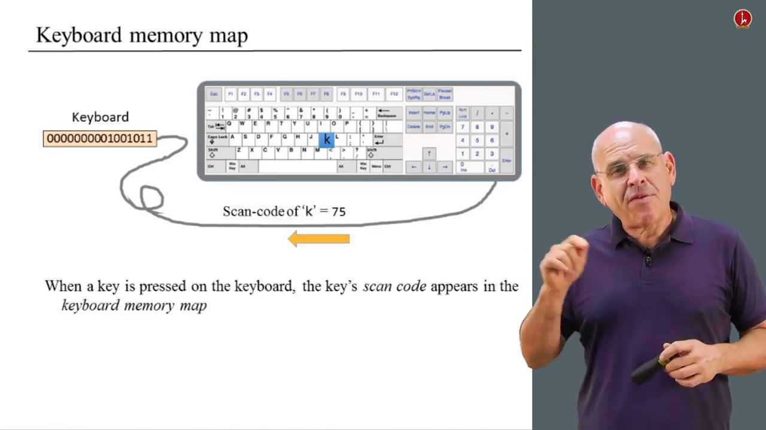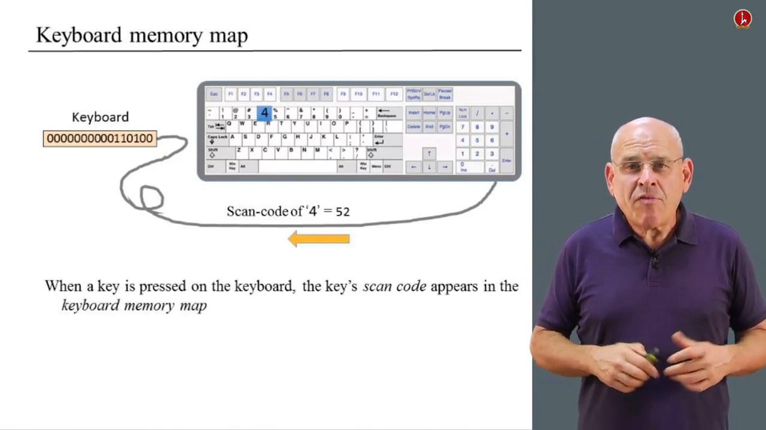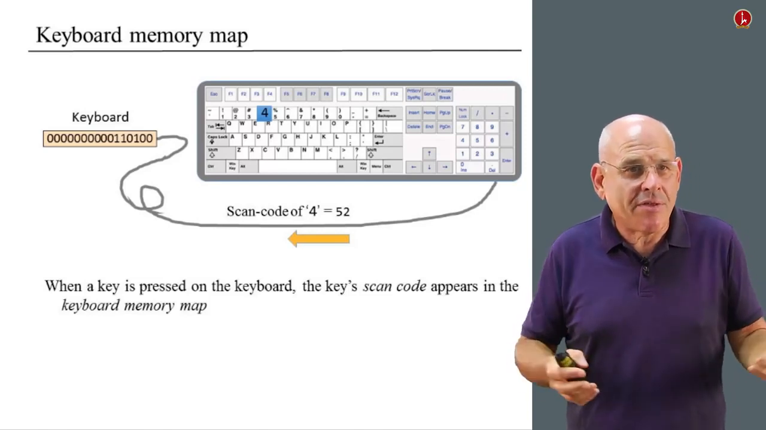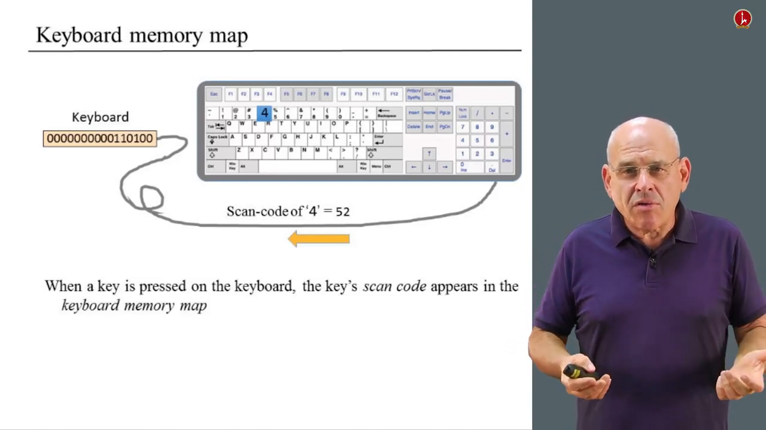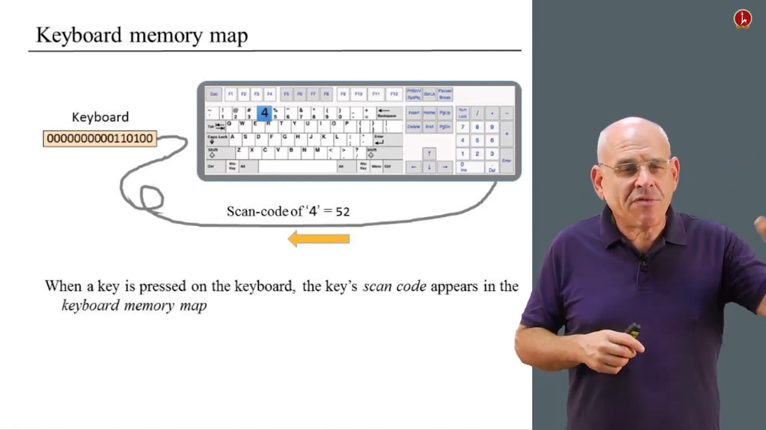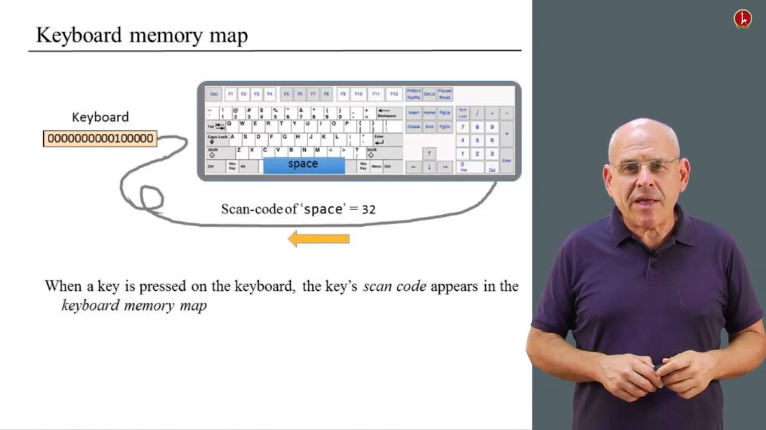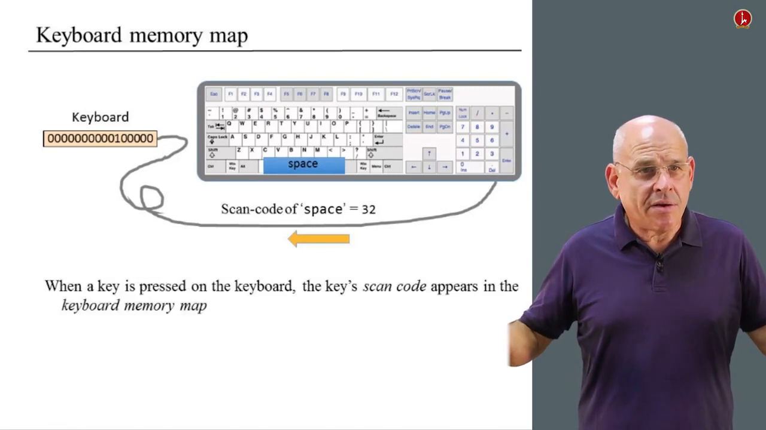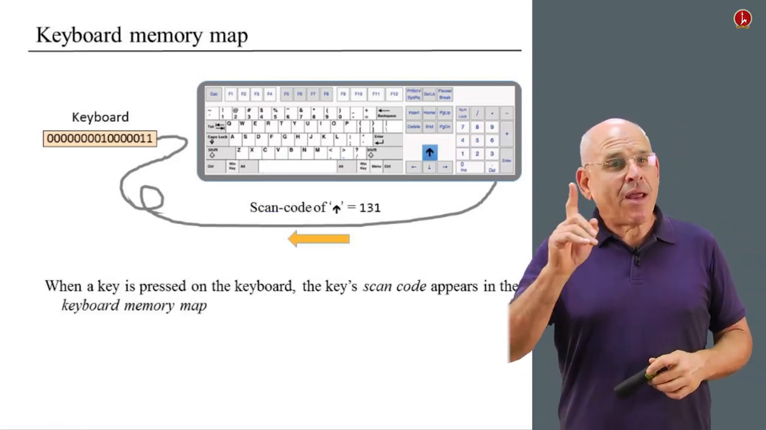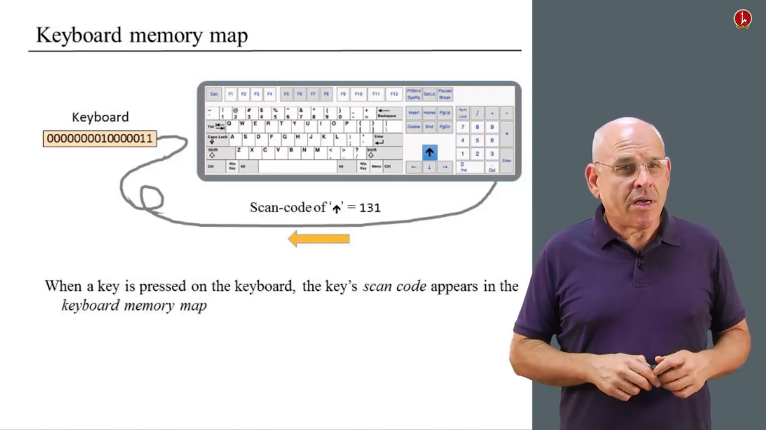All right, I take my finger off and I click something else, like 4. It's true that it's a number, but on the keyboard it's yet another symbol. So the scan code of 4 happens to be 52. If I click 4, I see the number 52 appearing in the keyboard memory map. If I click space, which is yet another symbol, I see the number 32 appearing there. If I click up arrow, it's yet another symbol, I see the number 131, and so on and so forth.